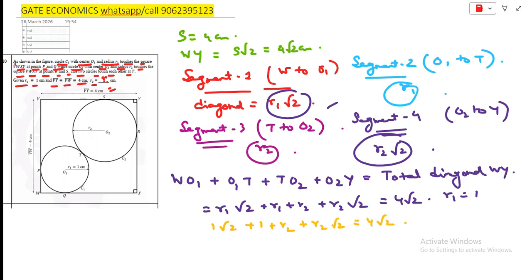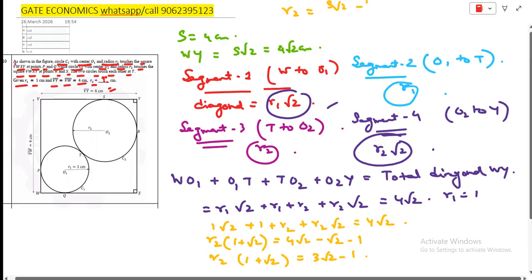Okay, let's get all the R2 stuff on one side, and the numbers on the other. It's like cleaning your room. Keep the toys together and the clothes together. So we get R2 into 1 plus root 2 will be equal to 4 root 2 minus root 2 minus 1. So R2 into 1 plus root 2 will be 3 root 2 minus 1. Now we divide. So we get R2 equal to 3 root 2 minus 1 by root 2 plus 1.